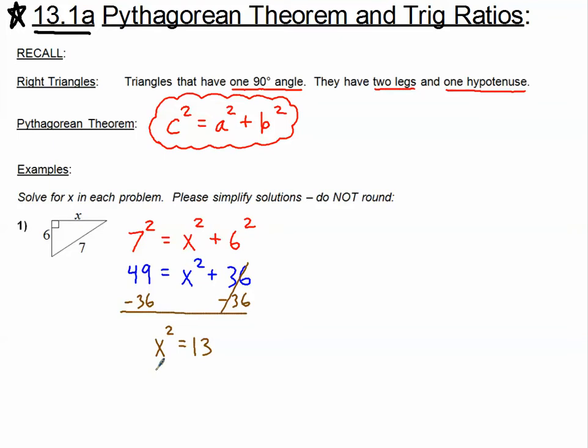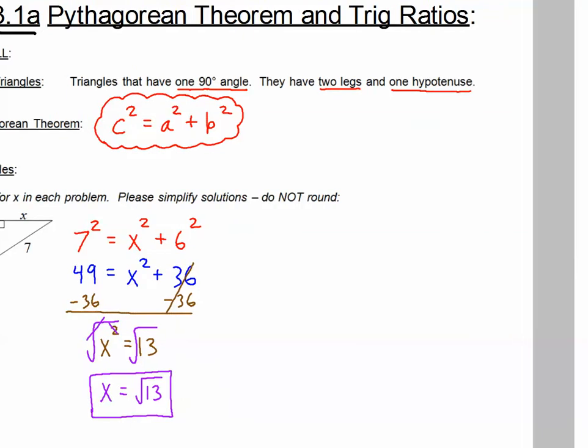And now that the x squared is all by itself, I'm going to take square roots. The square root of something squared will go away and just x will pop out, and the square root of 13 is the square root of 13. Notice in my directions it says please simplify our solutions, do not round. So this is exactly what I want. Square root of 13 does not simplify.